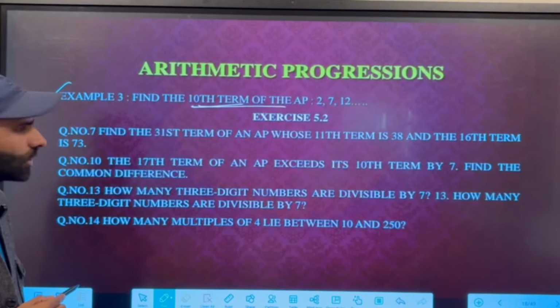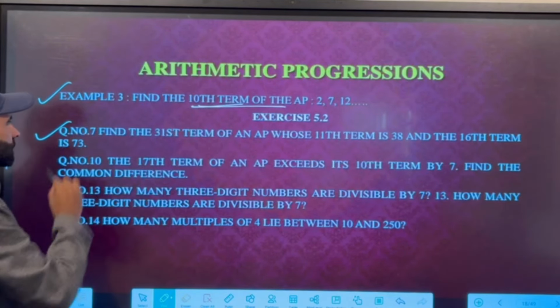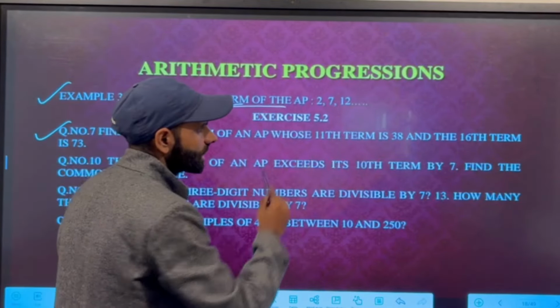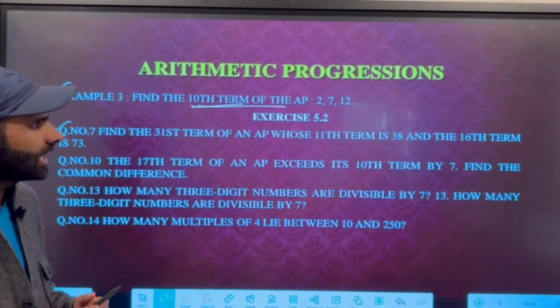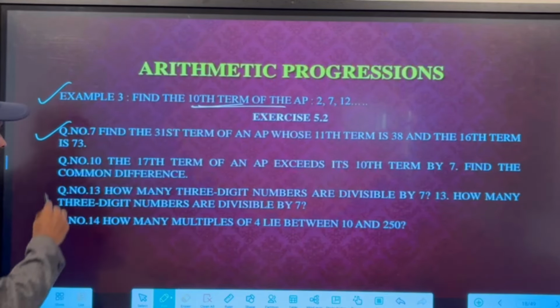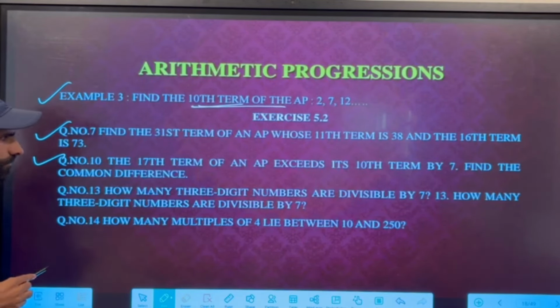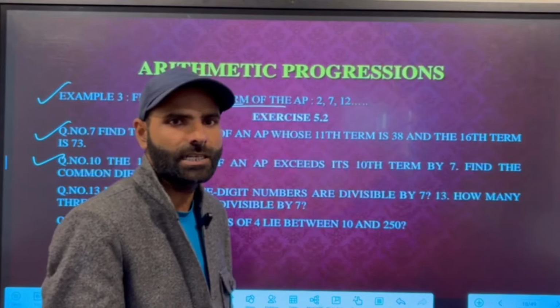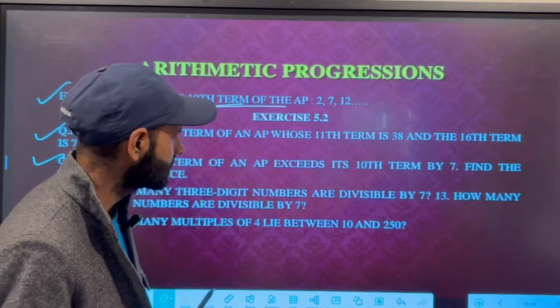In exercise 5.2, question number 7 is important. Find the 31st term of an AP whose 11th term is 38 and the 16th term is 73. From the same exercise, question number 10 is also important. The 17th term of an AP exceeds its 10th term by 7. We need to find the common difference.